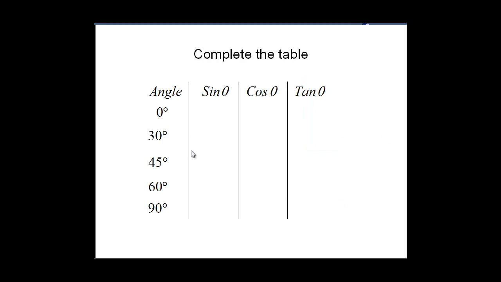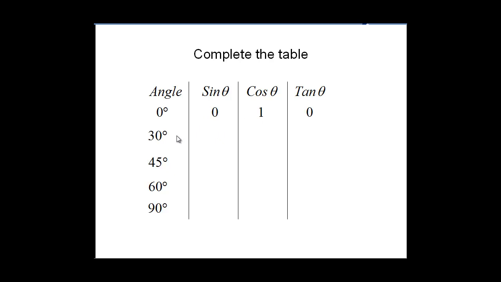Now, if you fill out this table, using your calculator or using the triangles that we've done, sine of 0 is 0. Cosine of 0 is 1. And tangent, if you make a fraction, sine over cosine, you get 0.